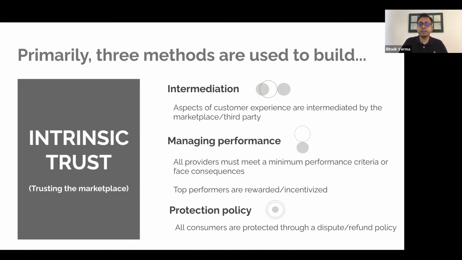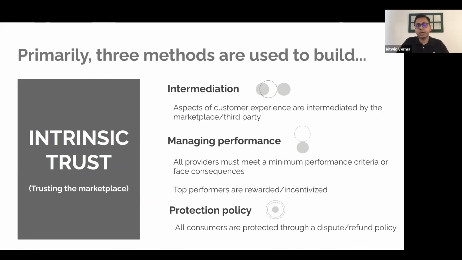And lastly, the third method is protection policy. Protection policy is just to ensure that during the safeguard phase, buyers have some protection through which they can trust the marketplace, and trust the fact that if something goes wrong, marketplace policies would protect them and help them get their money back.